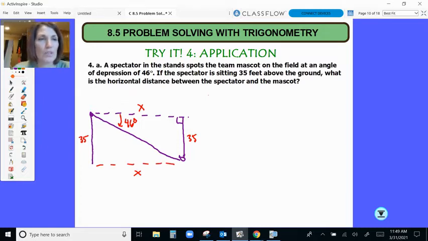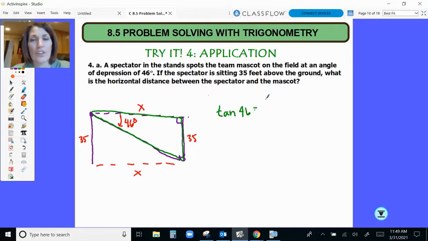I'm going to use this triangle up here to set up this trigonometry problem, because I already have my angle inside that triangle. If I used the triangle down here, I'd want to make sure I get the correct angle inside, so I'd take 90 minus 46 and use that. I want to be careful with that. So I have a tangent ratio here: tangent of 46 equals 35 over x, opposite over x.